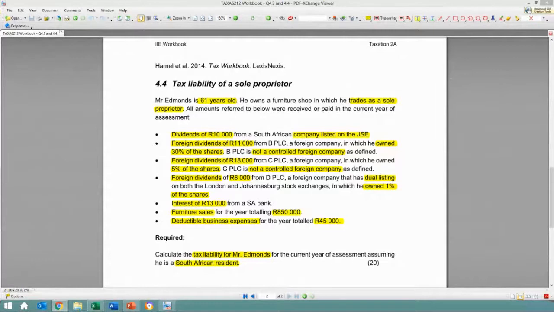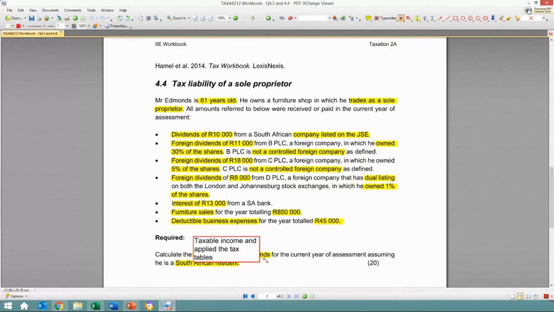Okay, so I think let's start with question 4.4, which is the more practical one, and then we'll flip back to question 4.3, which is the theoretical question on how to answer if something is gross income or not. So the first thing when you get a question like this in an exam, in a test, is you need to go read what is the UR required. So what do they actually want from you? So in this case, they said calculate the tax liability for Mr. Edmonds. Now tax liability is after we've done the taxable income and applied the tax tables.